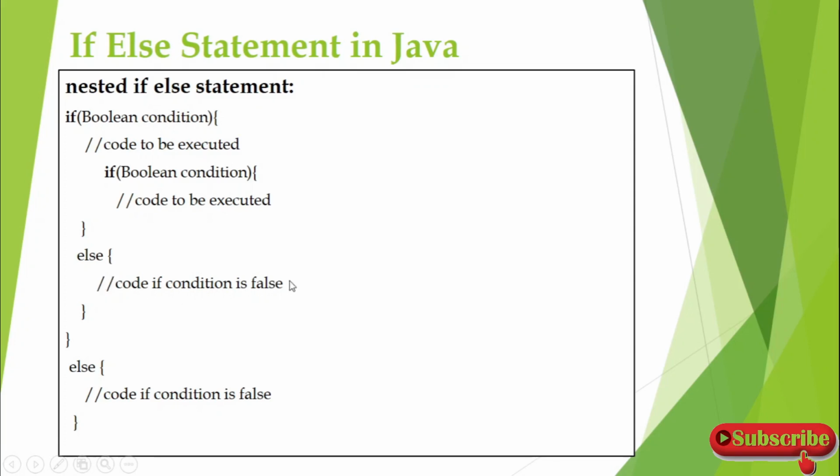Nested else will execute this block if the condition is false for this if, and then it will come out of it. If in the parent itself the condition fails, then it will not come to this nested if. It will directly come to the parent else block, execute the code, and come out of the statement. Okay, so these are the types that we have in the if-else statement in Java, and now we will see it with a good example.